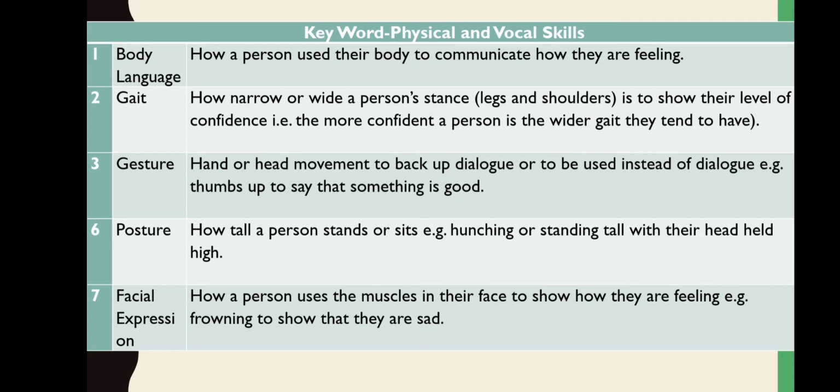3. Gesture. Hand or head movement to back up dialogue or to be used instead of dialogue. For example, thumbs up to say something is good. Posture. How tall a person stands or sits. For example, hunching or standing tall with the head held high. 7. Facial expressions. How a person uses the muscles in their face to show how they are feeling. For example, frowning to show that they are sad.